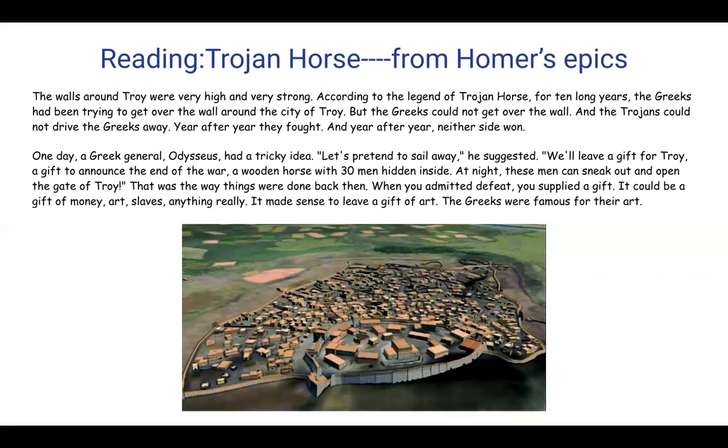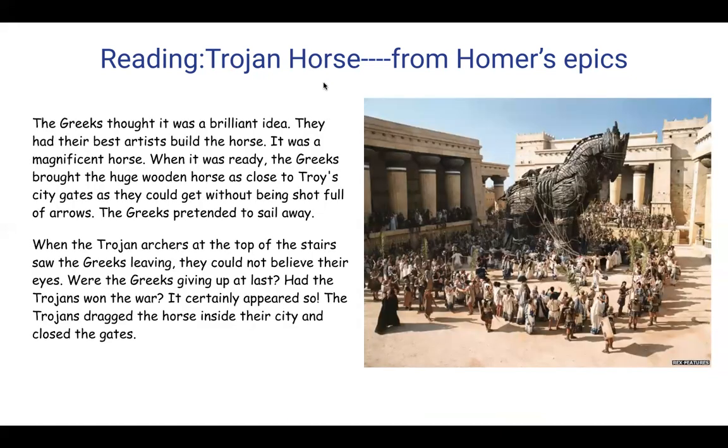It made sense to leave a gift of art. The Greeks were famous for their art, so this implies that the Trojans may keep the wooden horse as artwork. They may be deceived, they may be tricked into this idea. The Greeks thought it was a brilliant idea, so they had their best artists build the horse. It was a magnificent horse when it was ready.